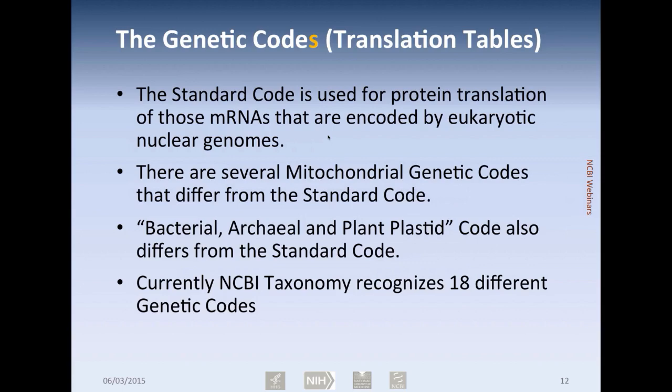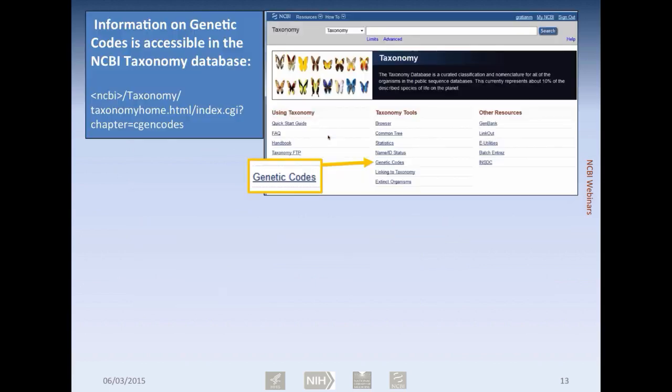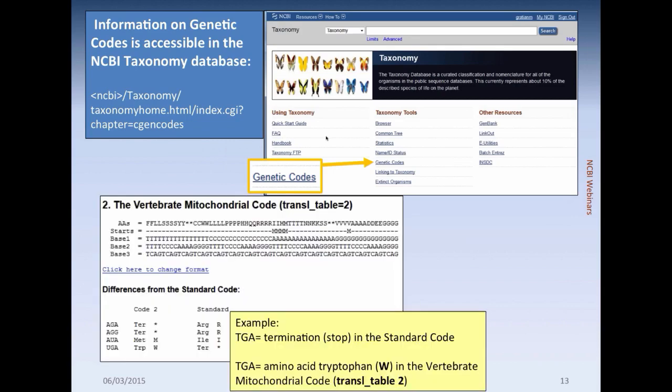There are several other codes that exist in mitochondria. And then bacteria and other prokaryotes have a different code. The NCBI taxonomy database recognizes 18 different genetic codes. And you can go to the taxonomy database on the home page, and there is a link to the genetic codes. When you click there, you can then look at the individual genetic codes.